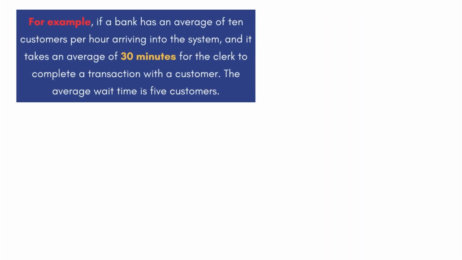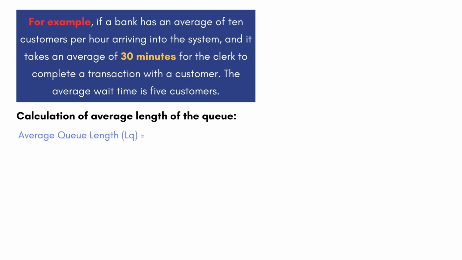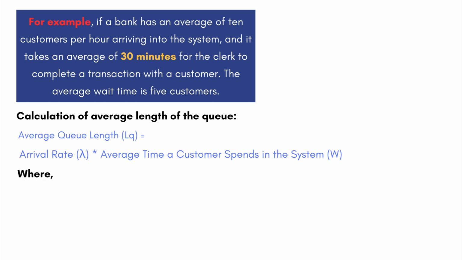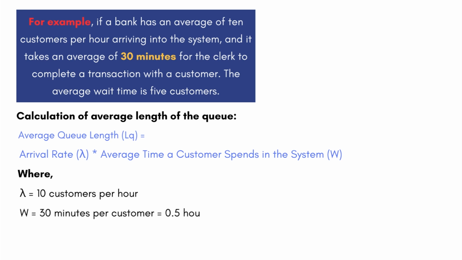For example, if a bank has an average of 10 customers per hour arriving into the system, and it takes an average of 30 minutes for the clerk to complete a transaction with a customer, the average wait time is 5 customers. To calculate the average length of the queue in the bank, we can use Little's law, which states, average queue length, or LQ, equals arrival rate, abbreviated as lambda, times average time a customer spends in the system, or W. Given the information provided, the arrival rate, lambda, is 10 customers per hour. The average time a customer spends in the system, W, is 30 minutes per customer, or 0.5 hours.